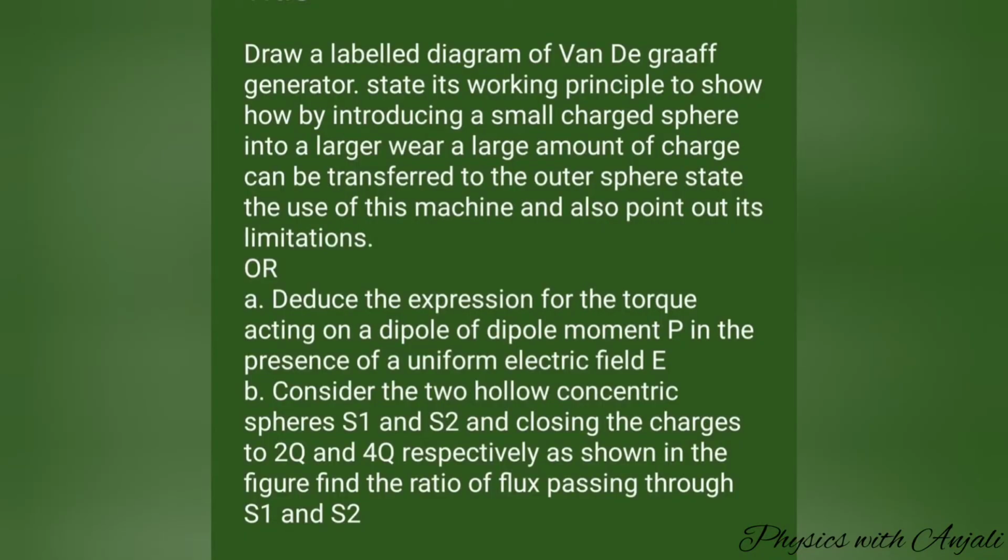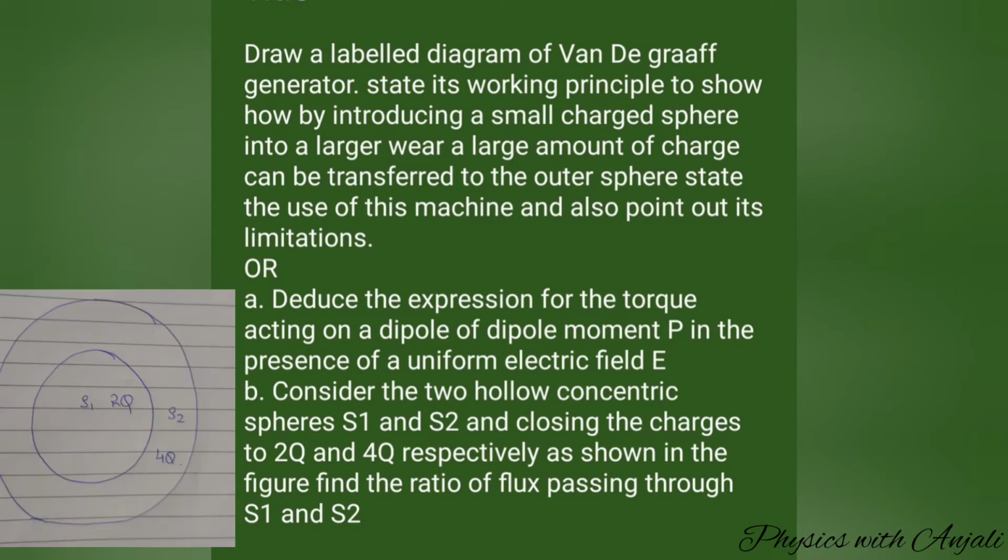Here is the essay question where the first question is to draw the labelled diagram of Van de Graaff generator, which is excluded from the syllabus. Now we will discuss the old question where the first part is to deduce the expression for torque acting on a dipole of dipole moment P in the presence of a uniform electric field. Consider two hollow concentric spheres S1 and S2 enclosing the charges 2q and 4q respectively. Find the ratio of flux passing through it.